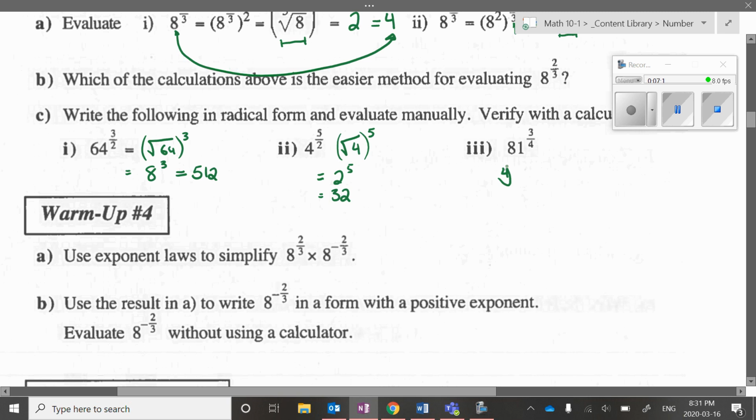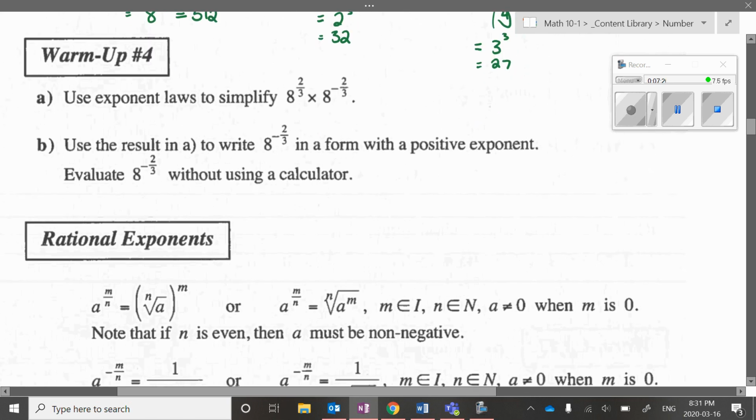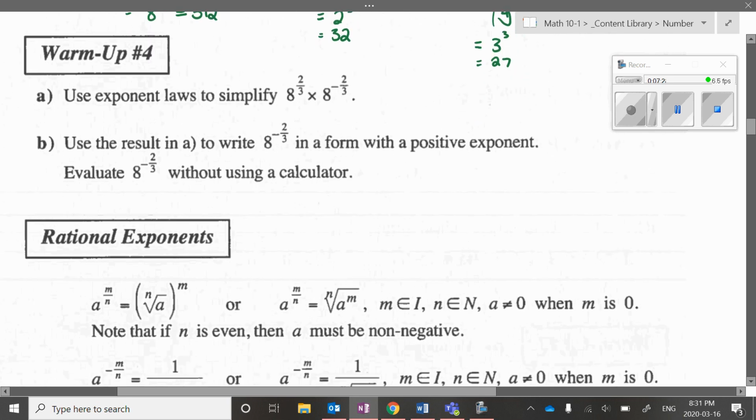Fourth root of 81, all to the power of 3. Fourth root of 81 is 3. 3 cubed is 27. Okay, so exponent law is to simplify this next one. So I'm adding my exponents. 2/3 plus a negative 2/3 gives me 0. 8 to the power of 0 is 1.